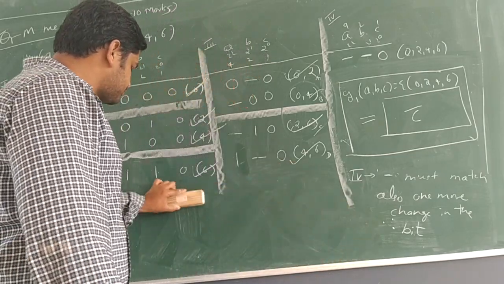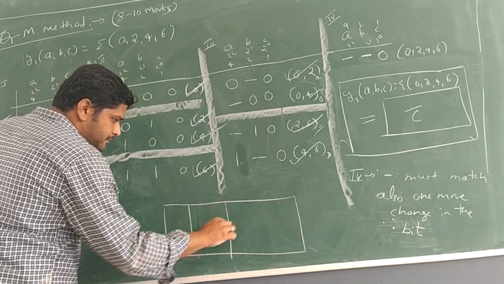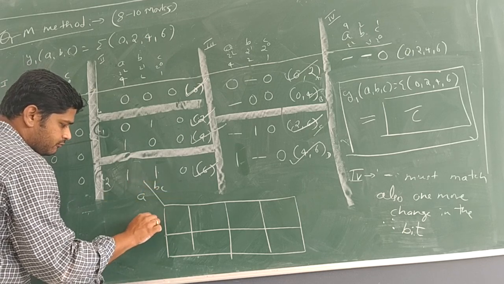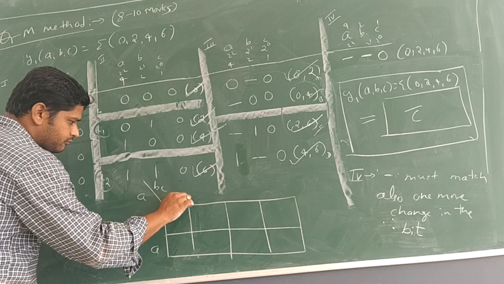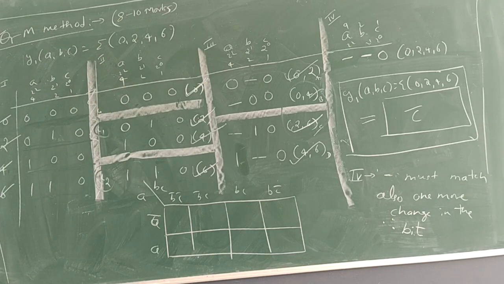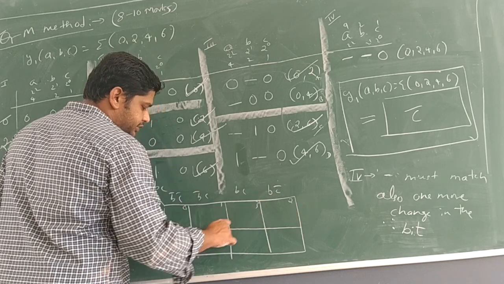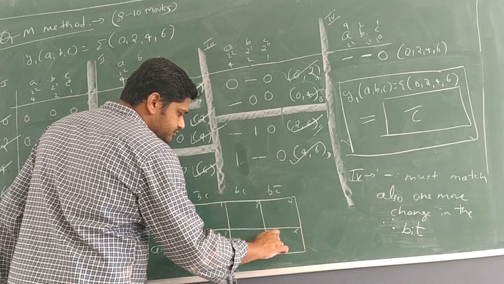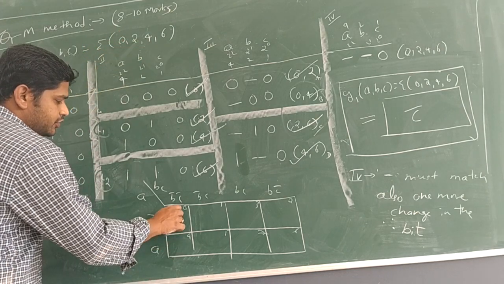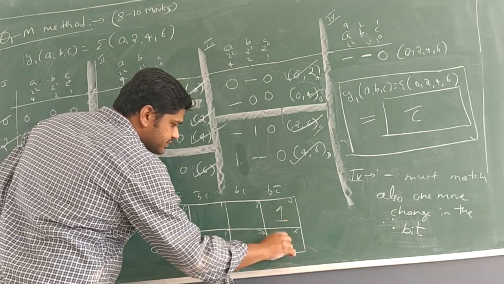Use K-map. See. Here are 0, 1, 2, 4, 5, 6 and 7. So 0 will get 1, 2 will get 1, 4 will get 1, 6 will get 1.